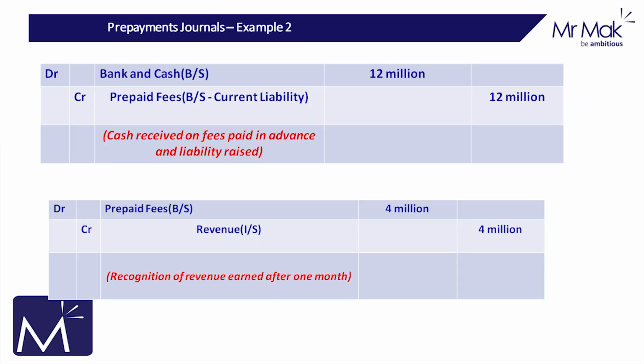At the end of January, Little Harvard would process the following journal, because now 1 month has passed and they've rendered 1 month of the 3-month service. They would debit prepaid fees in the balance sheet, that liability. They would reduce it by 4 million, and they would credit revenue in the income statement by 4 million. What this entry does is it effectively shows Little Harvard having earned the revenue for 1 month, and as a result also reducing the liability or amount owed to parents for fees paid in advance.